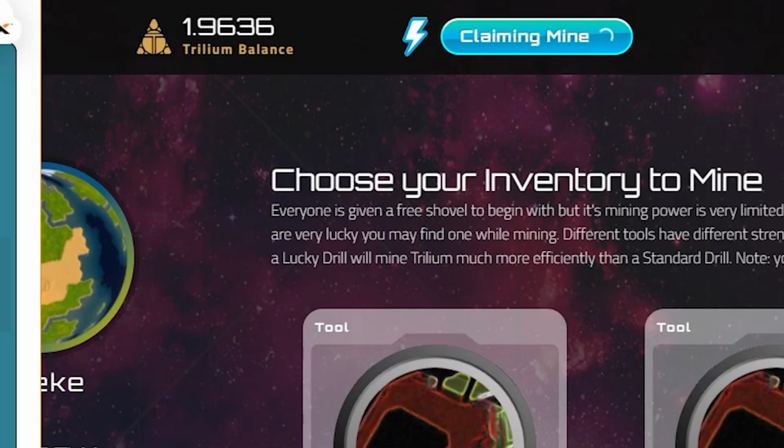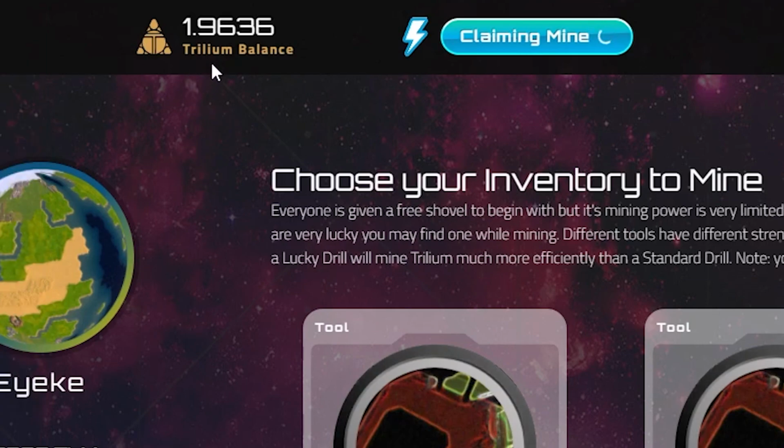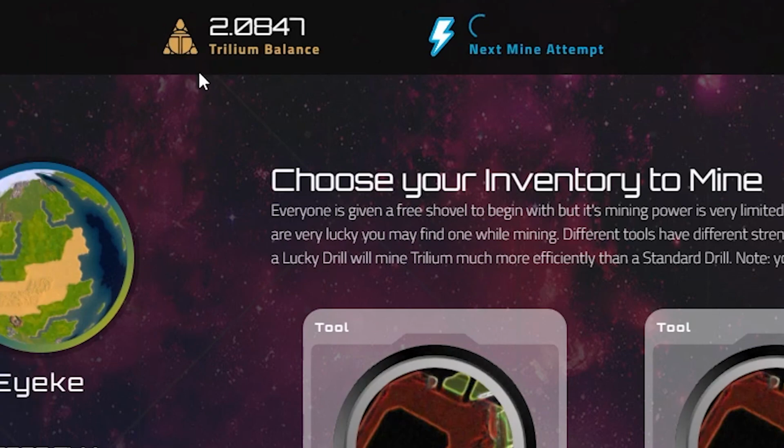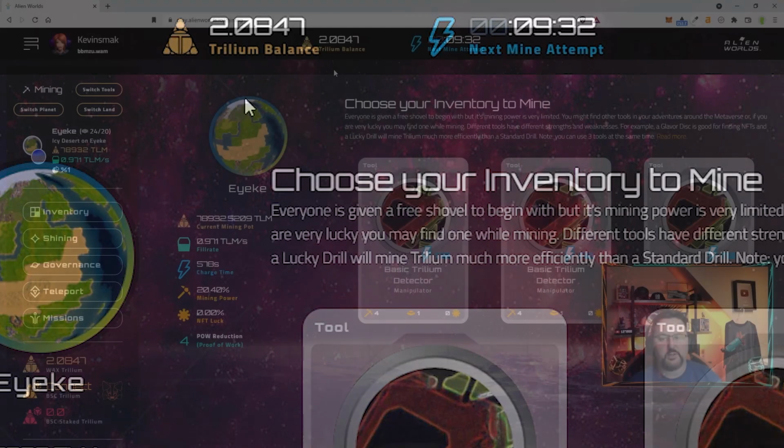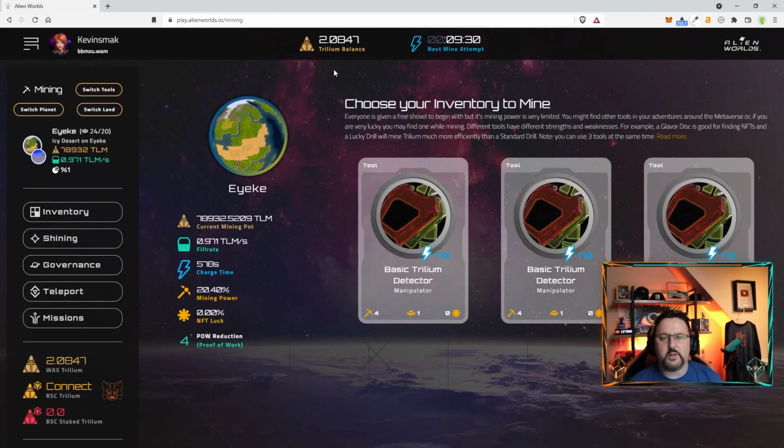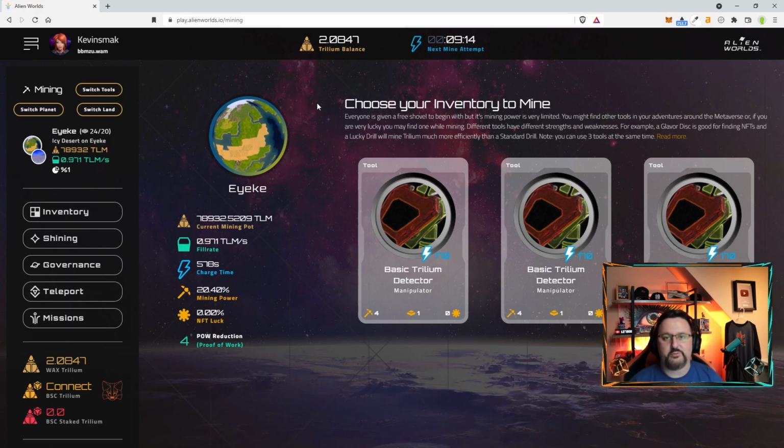I think on average, I probably get about a 0.1 on a good day. So it should be, yeah, there we go. That was a 0.12, so that was a decent one. And that's about what I can see with the three Trillium detectors. So am I making a killing? Not really. I've actually only made a little bit because the tools themselves have lost value.